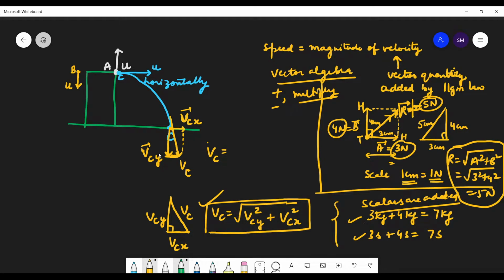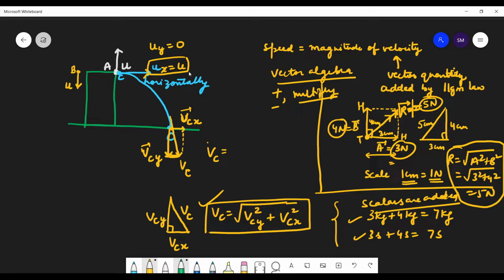So for this, I need to know what is VCY and what is VCX. Now, this was about C we are talking about. So in case of C, the velocity was only horizontal, and that was u. Means ux was u, the initial velocity of C in x direction, and in y direction uy was 0.